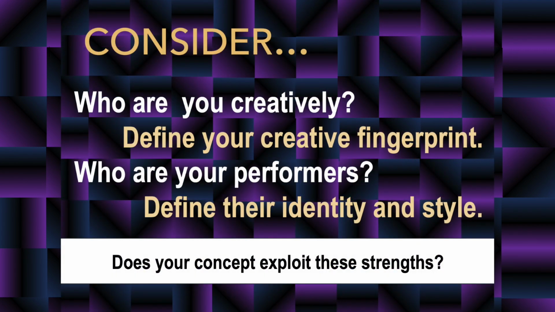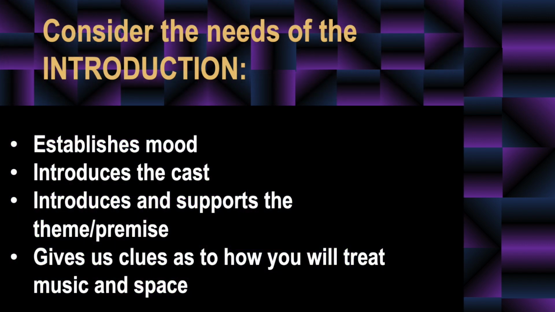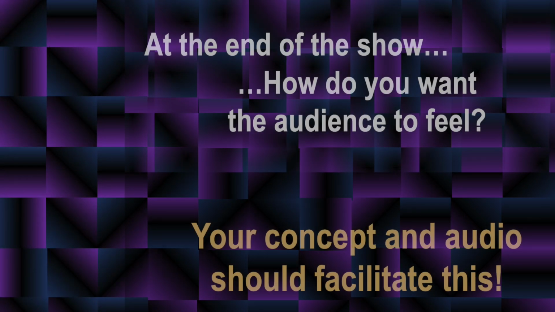Then ask, who are you creatively? Who are your performers? What is your projected image as a group? What are your perennial strengths? Your programming choice has to facilitate your group's identity first. Now think of specific parts of the show and imagine how your premise will facilitate. The start of the show establishes mood, introduces the cast, introduces and supports the premise or theme, and gives us clues as an audience how you'll treat music and space. Does your program concept do this?